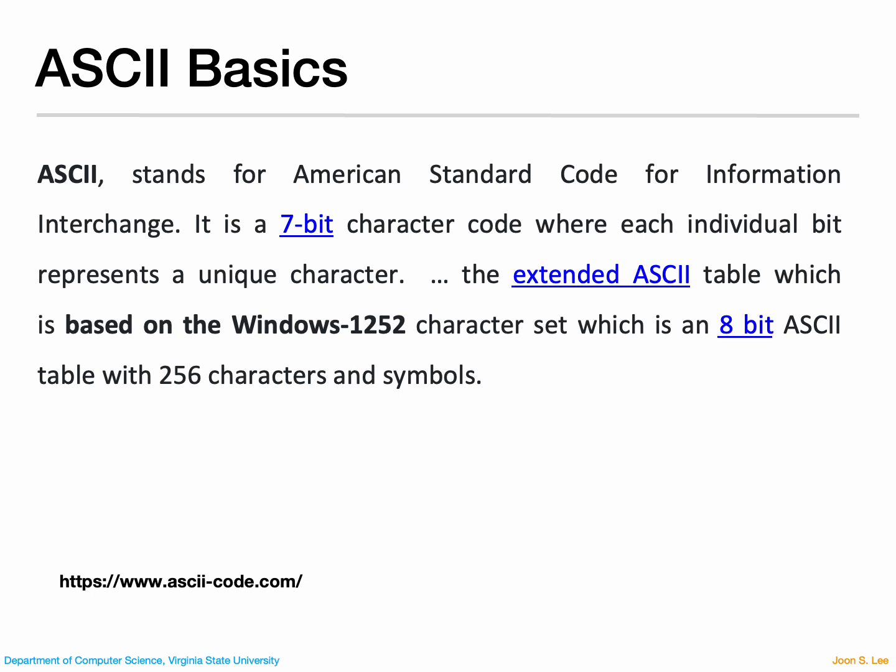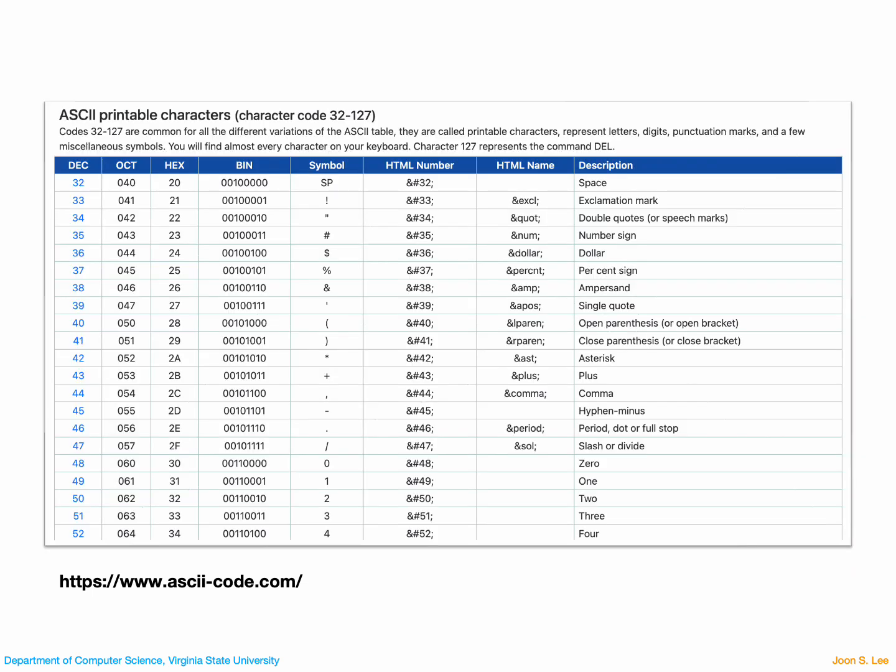For example, Windows systems often use the Windows 1252 character set, which added symbols like accented letters for European languages. So the key point here is, ASCII started as a 7-bit system for English text, and later versions expanded to 8 bits to cover more characters and symbols. If you'd like to explore more, the link at the bottom of the slide, asciicode.com, gives you a full chart of the ASCII table with all the characters and their numeric codes.